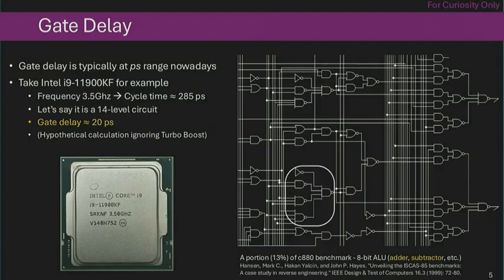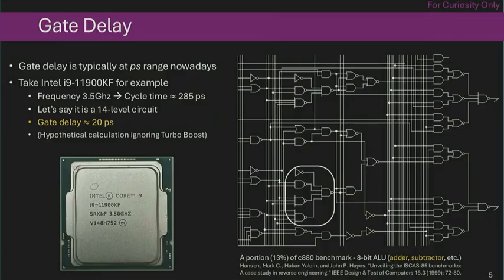And nowadays, circuits typically have somewhere between 10 and 20 levels. So let's say the circuit has 14 levels. That translates into a gate delay of 20 picoseconds. Picoseconds, it's a very fine unit, right? So it happens really fast, but you have a lot of gates to process. And so overall, 285 picoseconds is your overall latency of your whole combinational circuit.